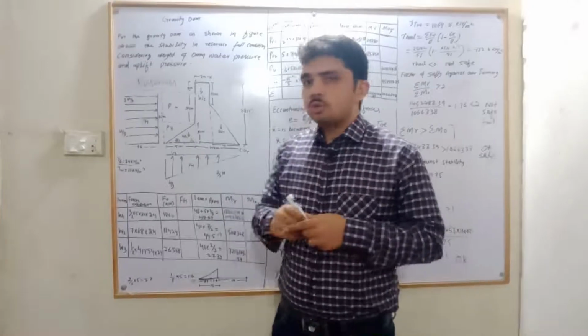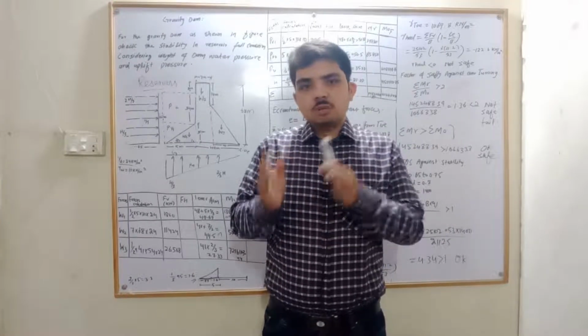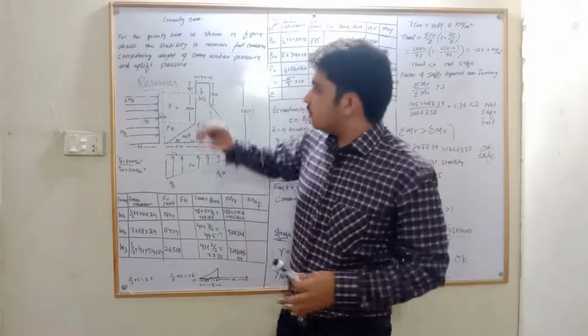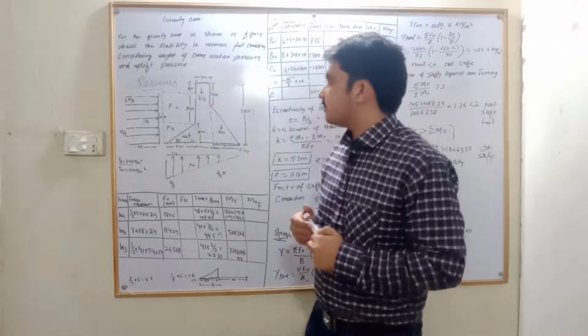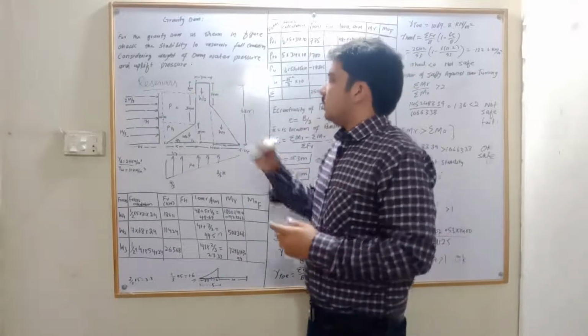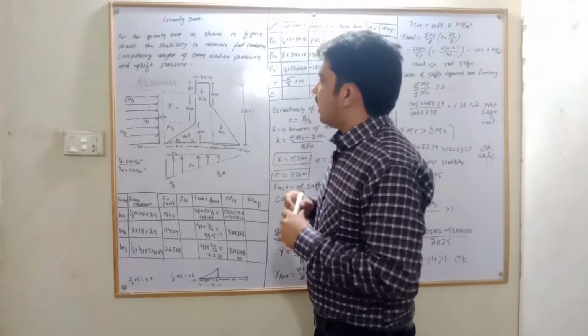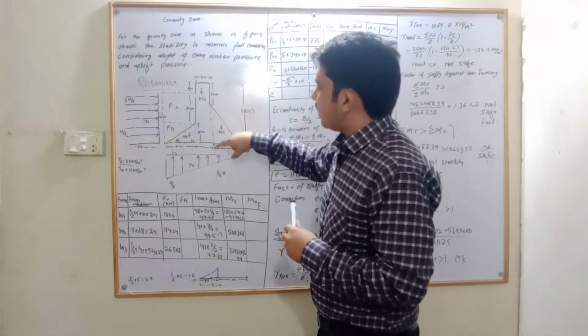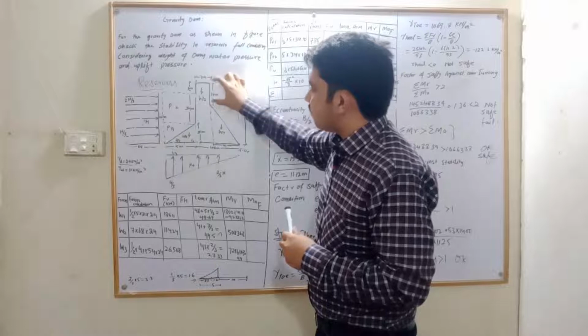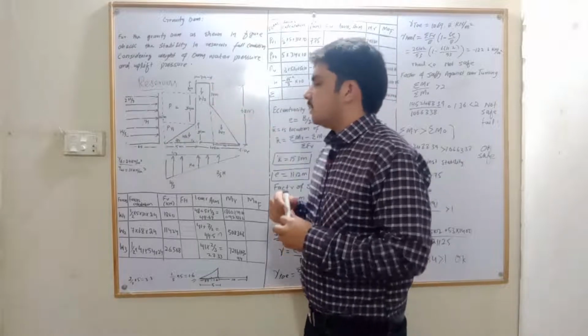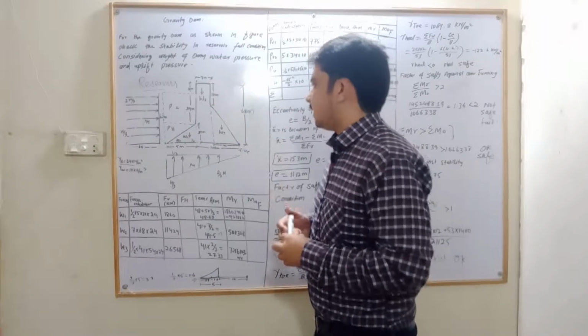We are interested in avoiding the failure of the dam, so that's why we provide free board in the dam. Now the width of the dam is 7 meter at the top portion, and this triangular area starts from 14 meter below the top of the dam.